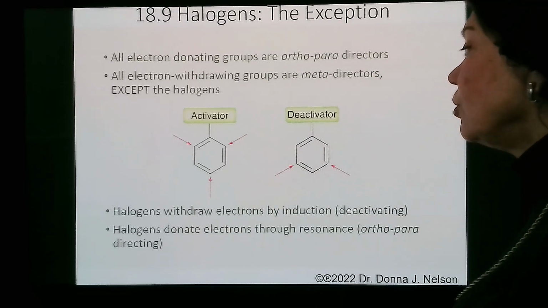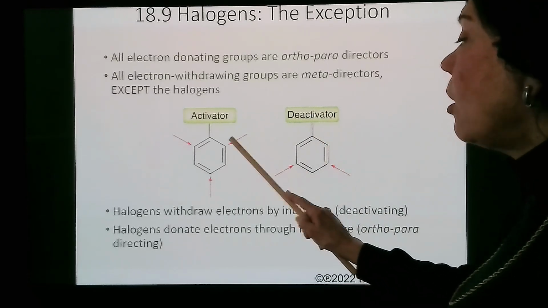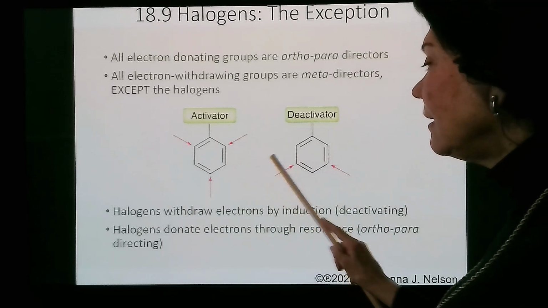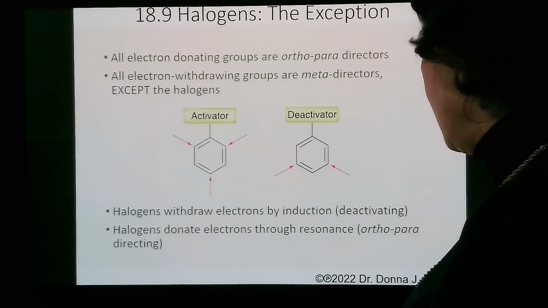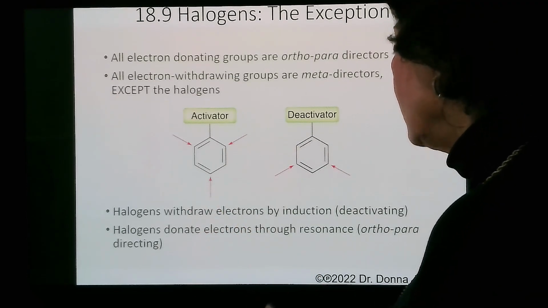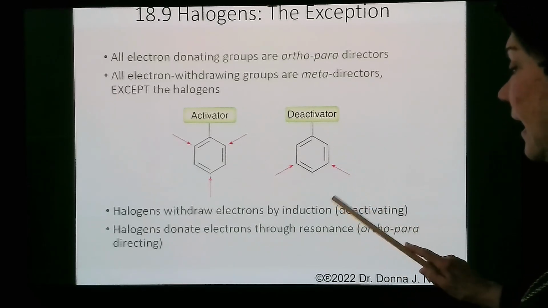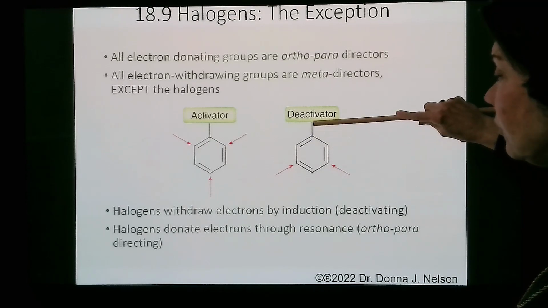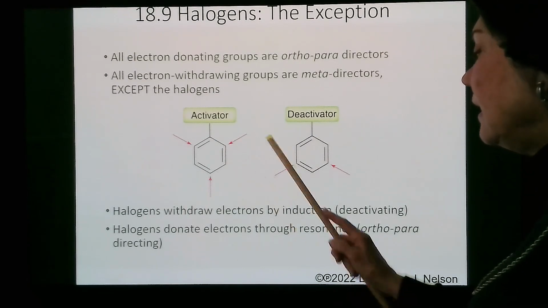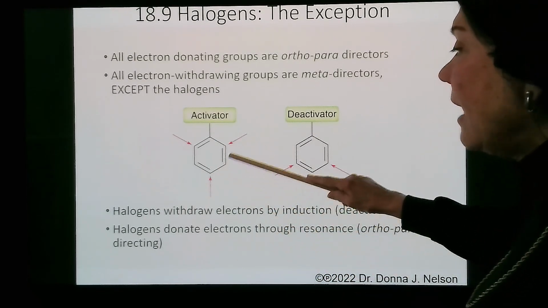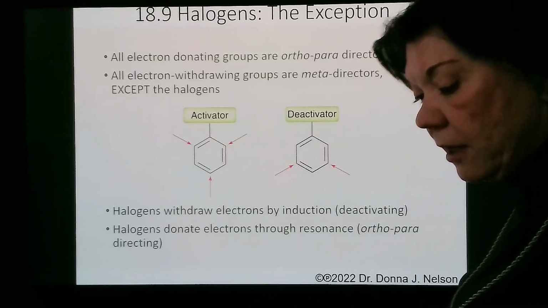So halogens are different. Halogens are actually deactivating and yet ortho-para directing. So halogens are sort of in between here, and we will look in detail at that. Halogens withdraw electron density by induction, and so they are deactivating, and induction means through the sigma bond, yet they donate electron density into the ring through resonance, and that means through overlap with the pi system, and so that makes them ortho-para directing.